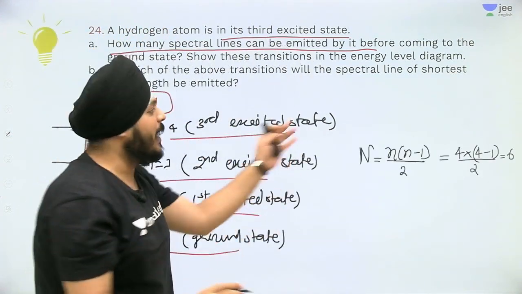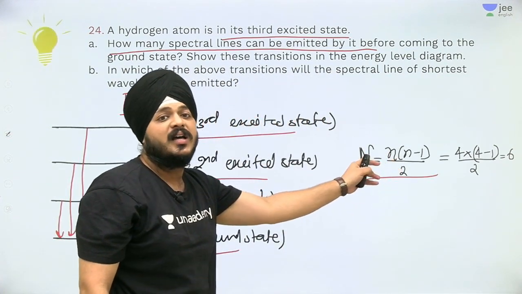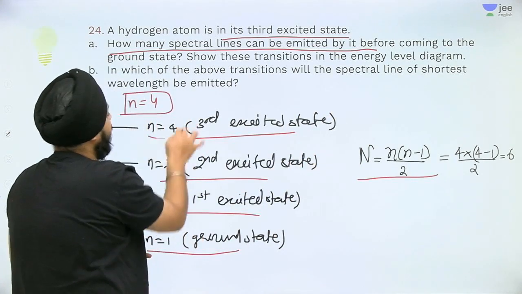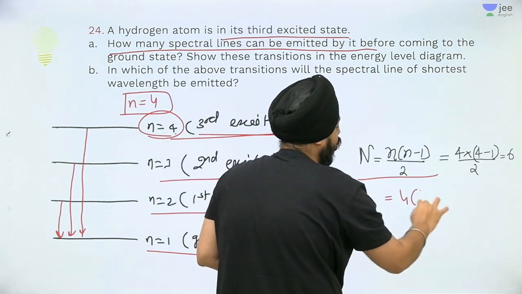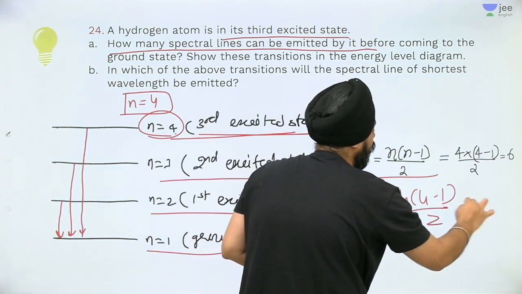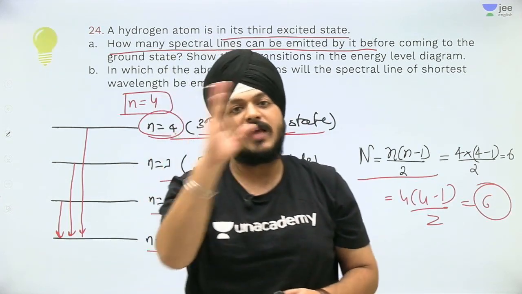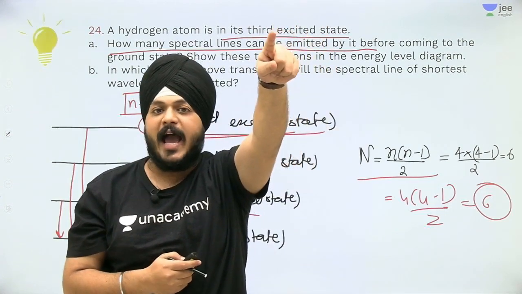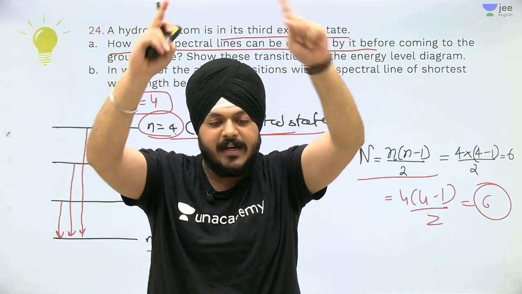So what is that formula? N into N minus 1, divided by 2, where N is the number of the state. N is equal to 4, it is my third excited state. So replacing the value, 4 into 4 minus 1 by 2, my answer is equal to 6. The total number of spectral lines emitted is 6. Hope this question is completely clear.